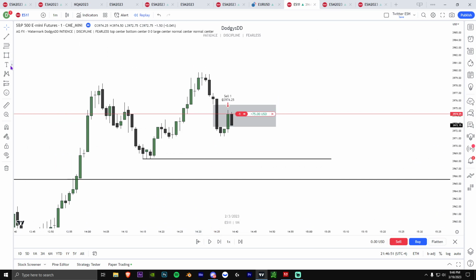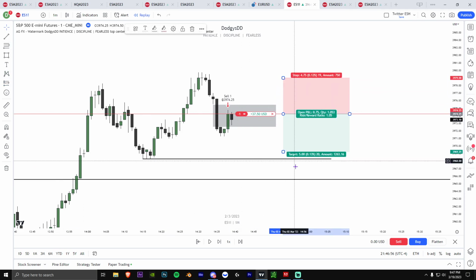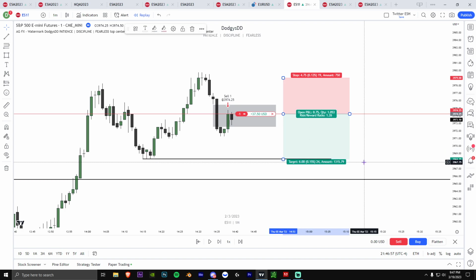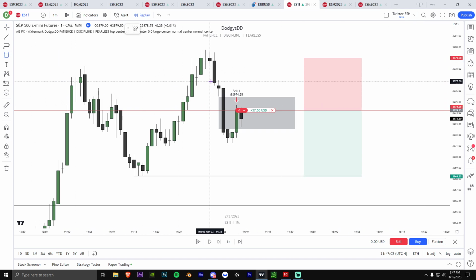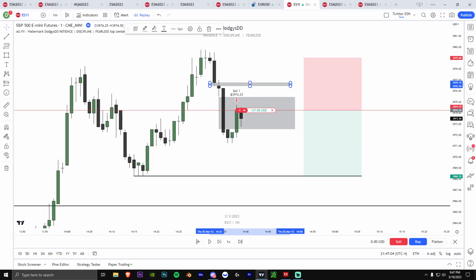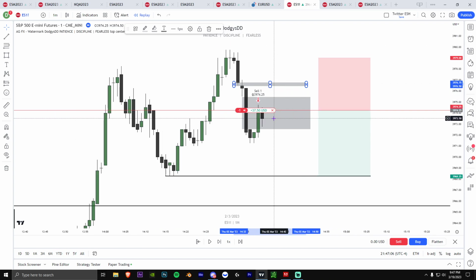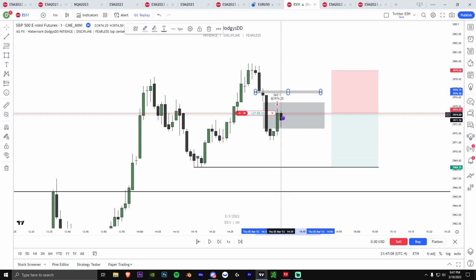Where's my stop loss, by the way? My stop loss would probably be this high. See, this is not great risk reward. There's a tiny volume bounce up here. But with these equal lows, I kind of like this short.